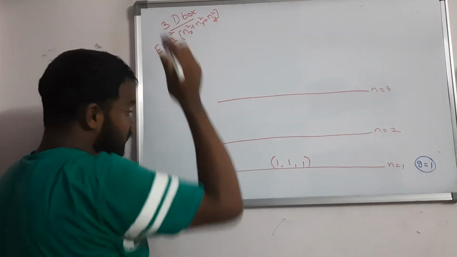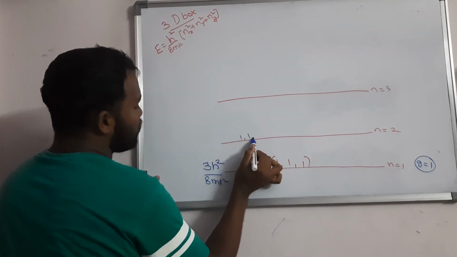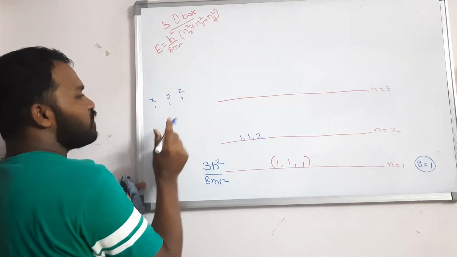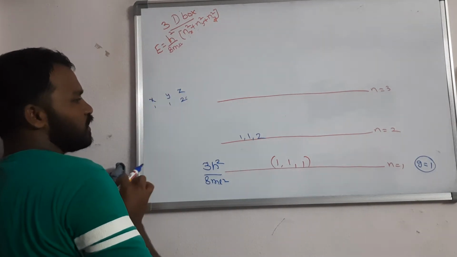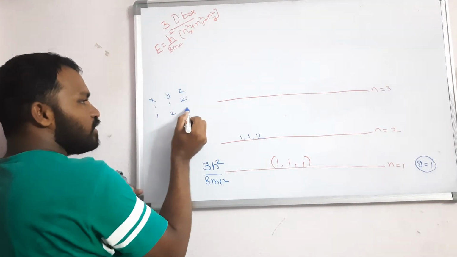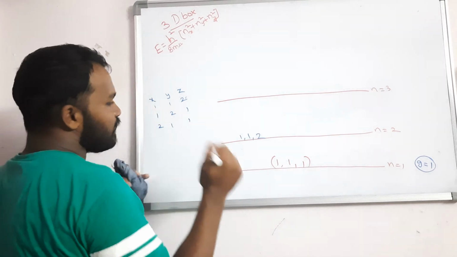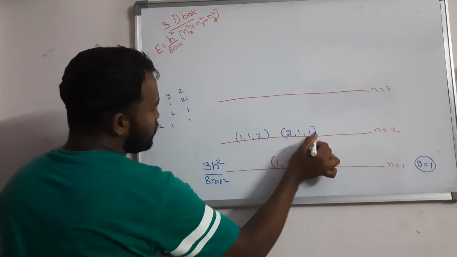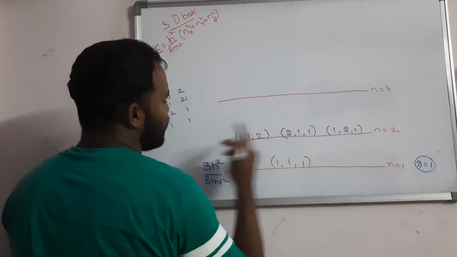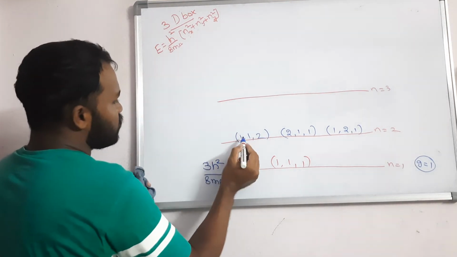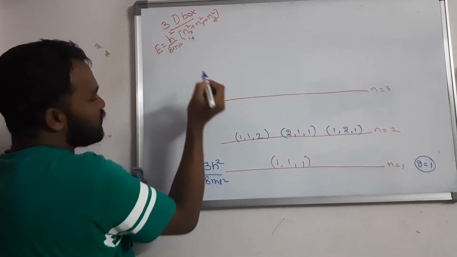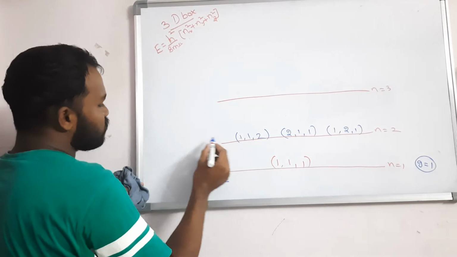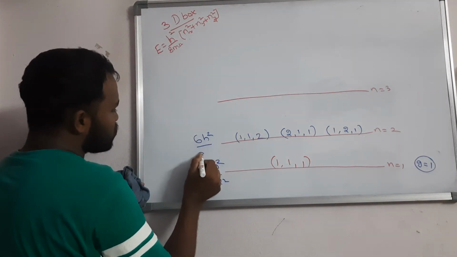Here next possibility is I am going to take 1 comma 1 comma 2. So that means x, y, z is there. First possibility is 1 1 1 I took, but second possibility is 1 1 2. So the chances may be 1 2 1, 2 1 1. How many possibilities? 3 possibilities. 1 1 2, next is 2 1 1, next is 1 2 1. So here you should write 1 square is 1 plus 1 square is again 1, 2 square is 4. What is the energy? 4 plus 1 is 5, plus 1 is 6. 6h square by 8ml square you will get.